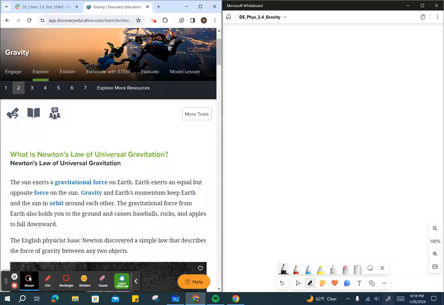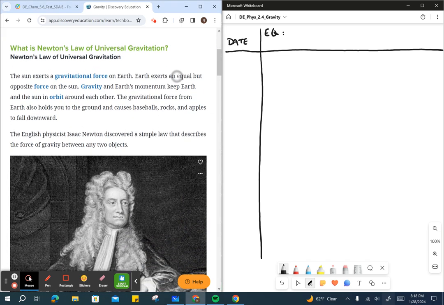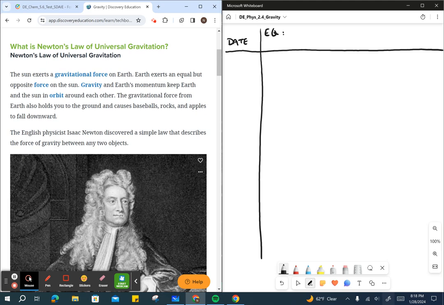Okay, let's take a look at Explore 2 of gravity. The essential question is going to be, what is Newton's law of universal gravitation?